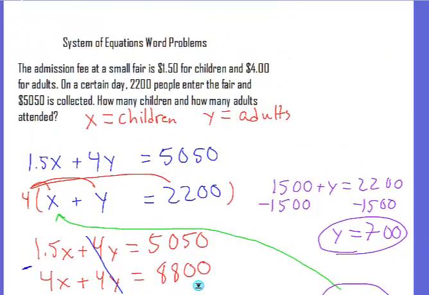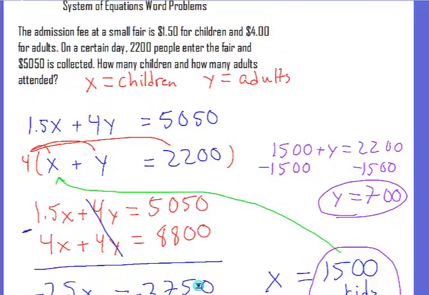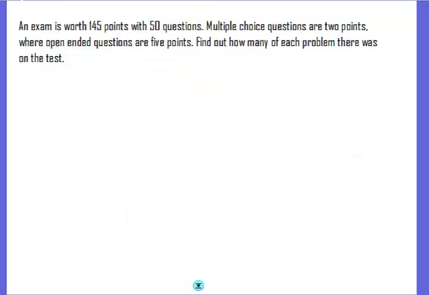Again, solving the system of equations is not hard, but coming up with the two equations is hard. And as long as you break down your variables and figure out what numbers you need to take from your word problem to make your equation, it makes it pretty easy. All right, so here we're going to talk about an exam worth 145 points and a total of 50 questions.